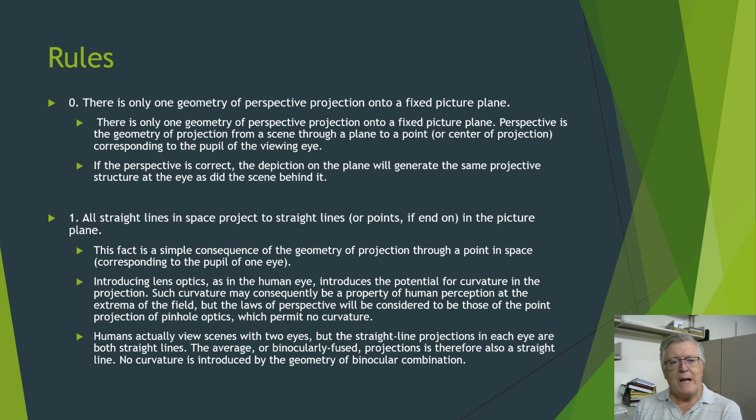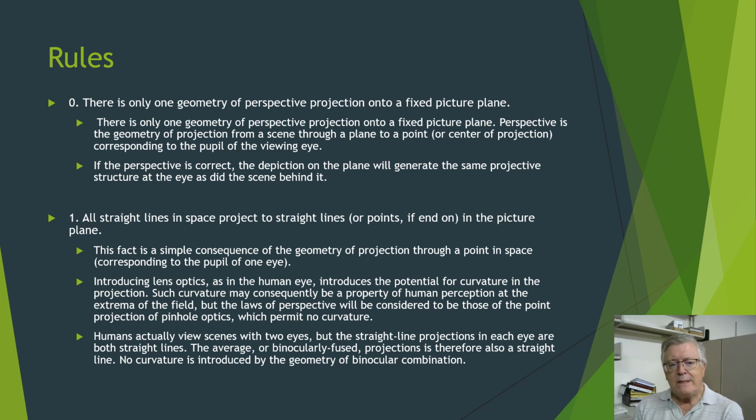When introducing lens optics, as in the human eye, this introduces the potential for curvature in the projection. Such curvature may consequently be a property of human perception at the extrema of the field, but the laws of perspective will be considered to be those of the point projection of the pinhole optics which permit no curvature.